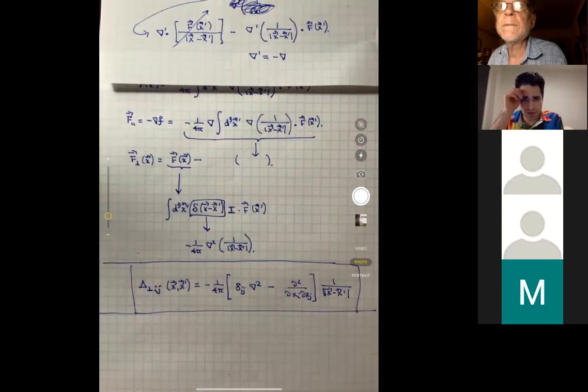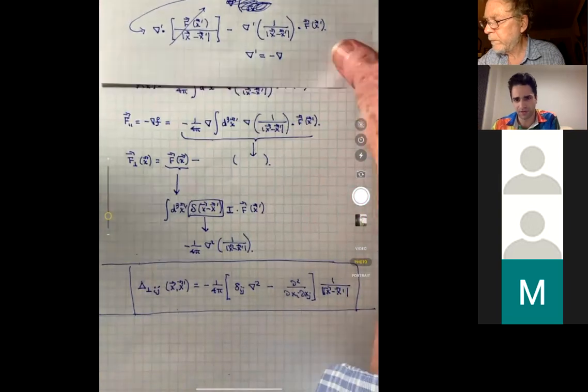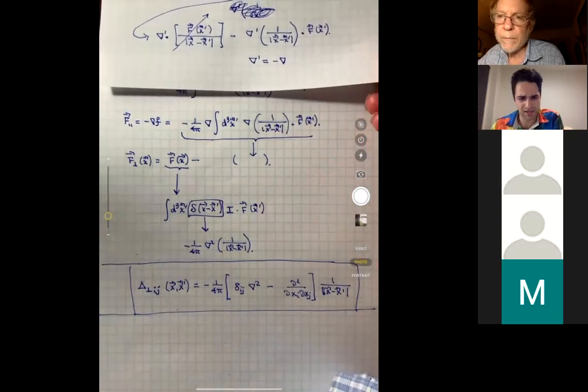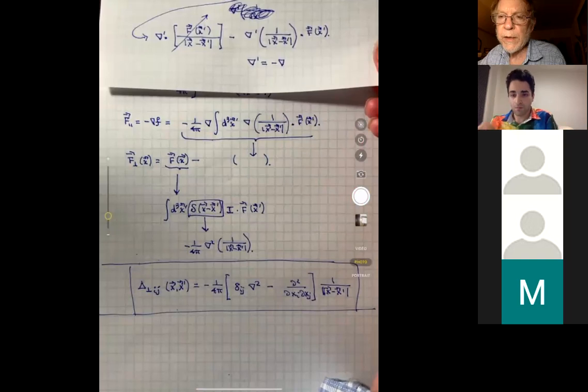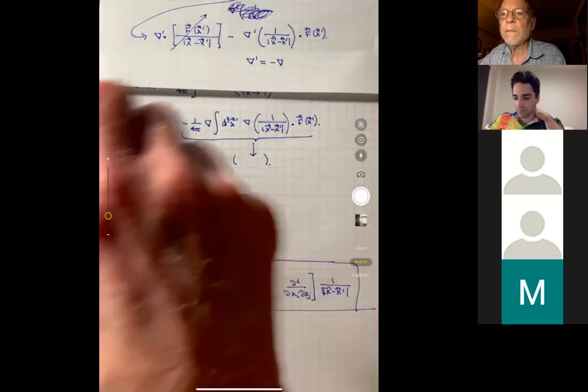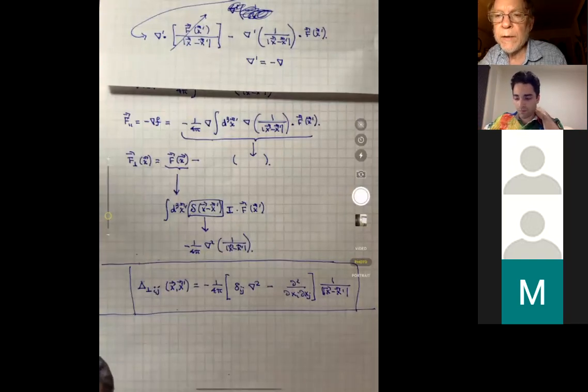Should we view the transverse delta function as the projector onto divergence-free vector fields? Yeah, that's what it is. It's a projector. It takes the original vector field, throws away the exact divergence, and ends up with the divergence-free part. That's what it does.